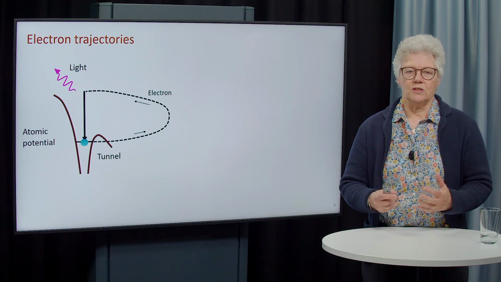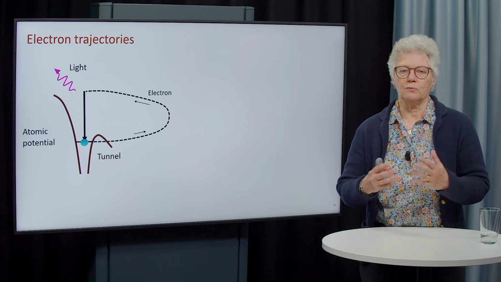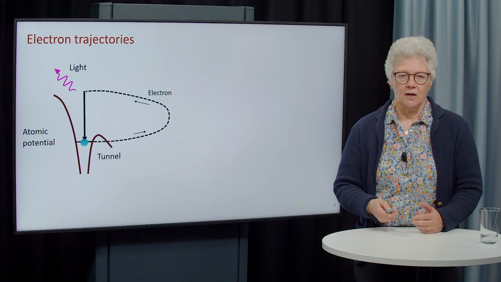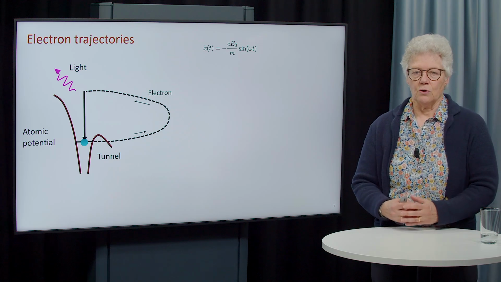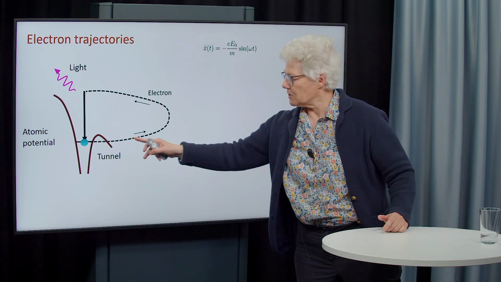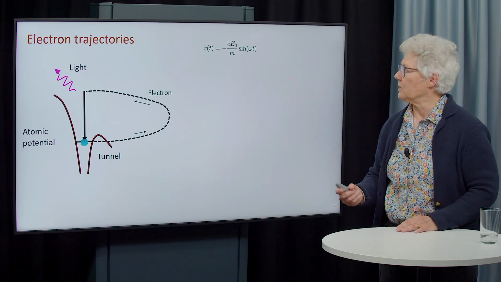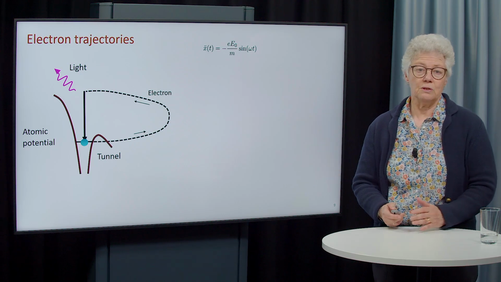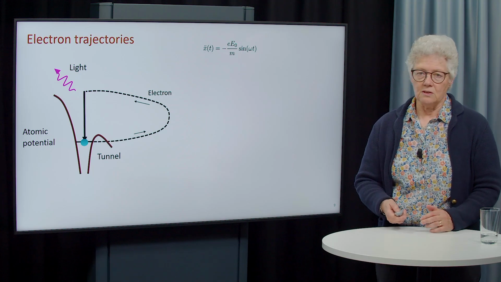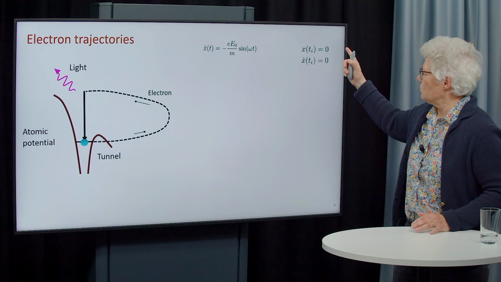And what is very nice with this model is you can do simple calculations, which I really encourage you to do just to learn the physics. So let's calculate the trajectories of the electron when they are emitted from the atom. And this is the Newton equation describing the acceleration of the electron due to the laser field. Now you can integrate this equation. You need some initial conditions, which are very simple.